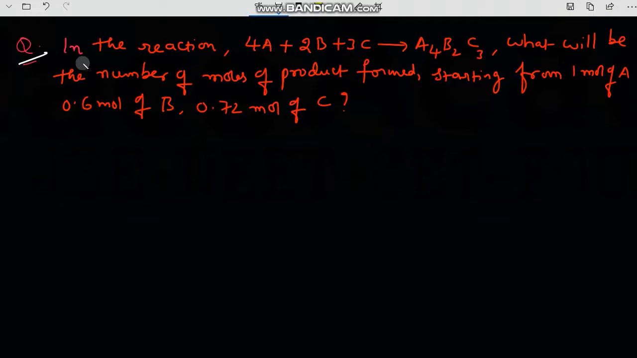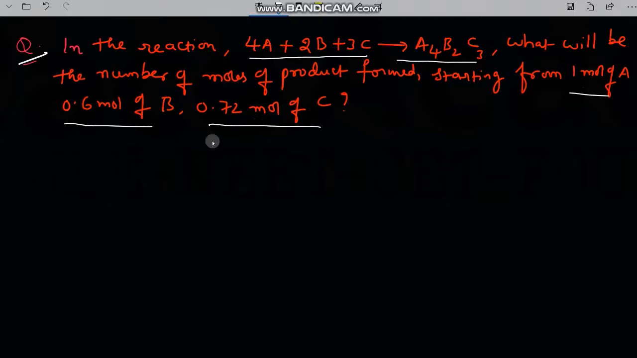See this question. In the reaction 4A plus 2B plus 3C gives rise to A4B2C3, what will be the number of moles of product formed starting from 1 mole of A, 0.6 mole of B, 0.72 mole of C? Let us take down the equation given: 4A plus 2B plus 3C gives rise to A4B2C3.